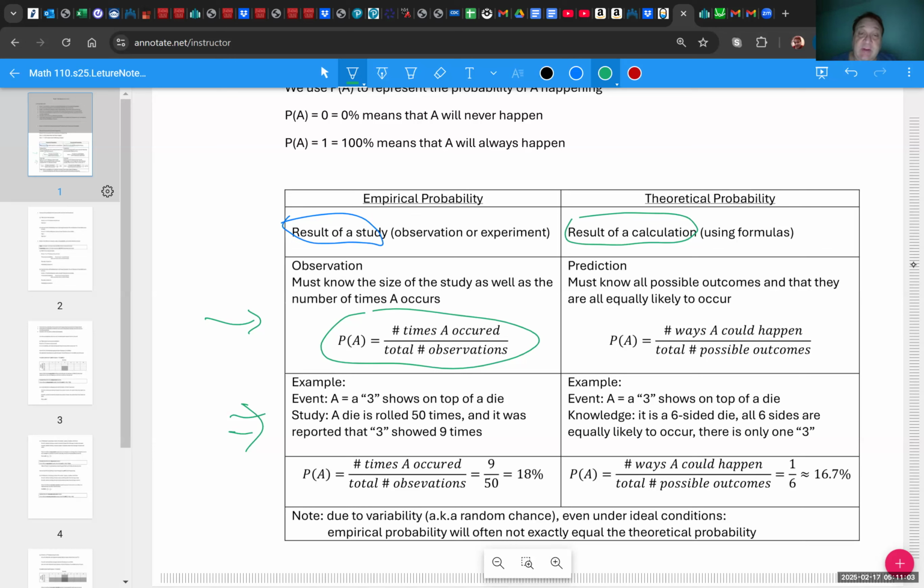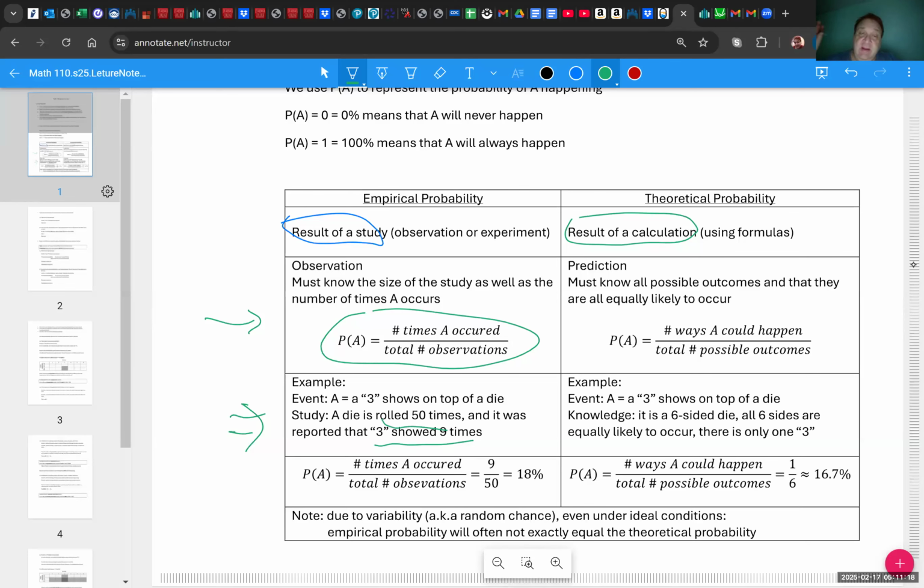So what's our probability? Well, it's the number of times that the event happened divided by the total number of observations. We know that we got a 3 nine times, and we know that there are 50 rolls of the die.